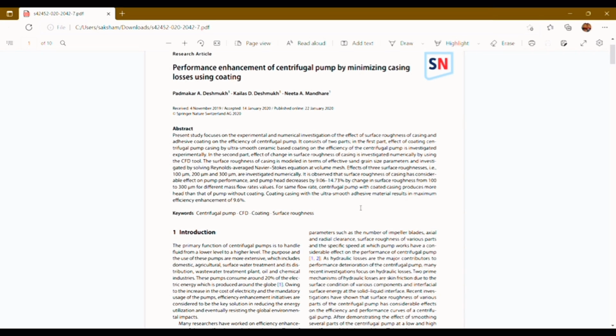It basically consists of two parts. In the first part, the effect of coating the centrifugal pump casing by ultra smooth ceramic based coating on the efficiency of the centrifugal pump is investigated, and in the second part, the effect of change in surface roughness of casing is investigated numerically by using the CFD tool.